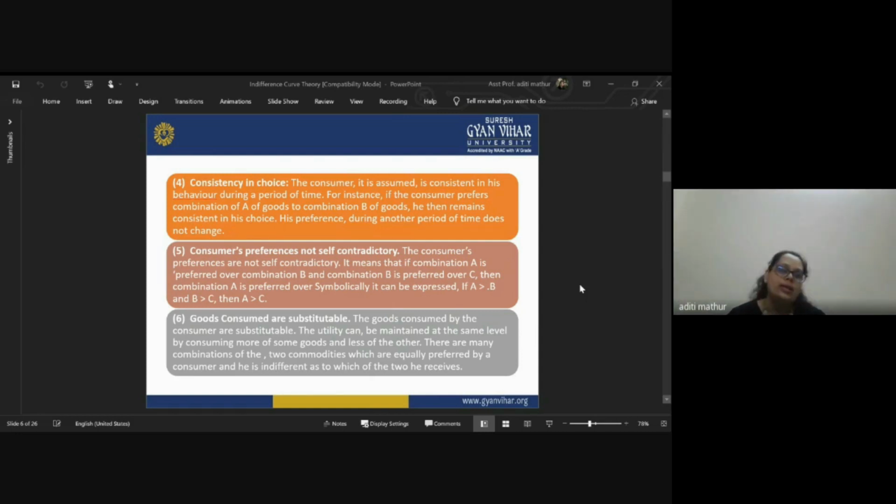So consistency in choice. The fifth assumption is that consumer's preferences are not self-contradictory. A consumer's preferences are not self-contradictory. It means that if combination A is preferred over combination B, and combination B is preferred over combination C, then A is preferred over C. Symbolically, if A is greater than B and B is greater than C, then A is greater than C also. The simple maths we used to do, that if A is greater than B and B is greater than C, that means A is also greater than C. They will never be contradictory. Therefore, in the combination of A and C also, A will be preferred over C.